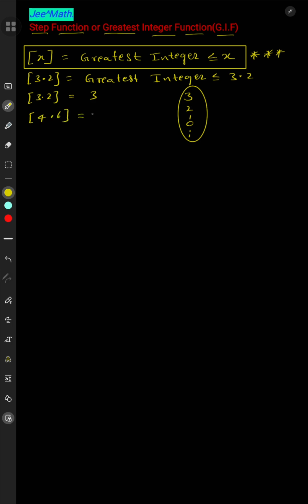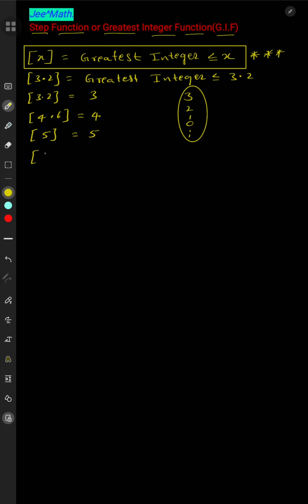In the same way, step of 4.6 becomes 4. Okay. Suppose an integer is there, step of 5 you have, suppose. So that is equal to what? Whenever you have an integer, directly you write the integer. That may be positive or negative.